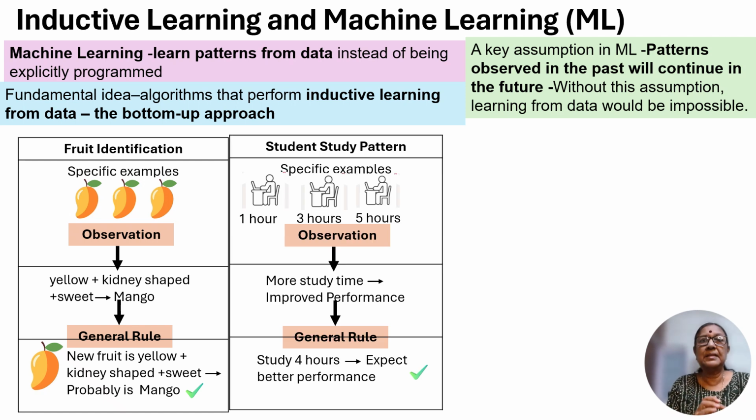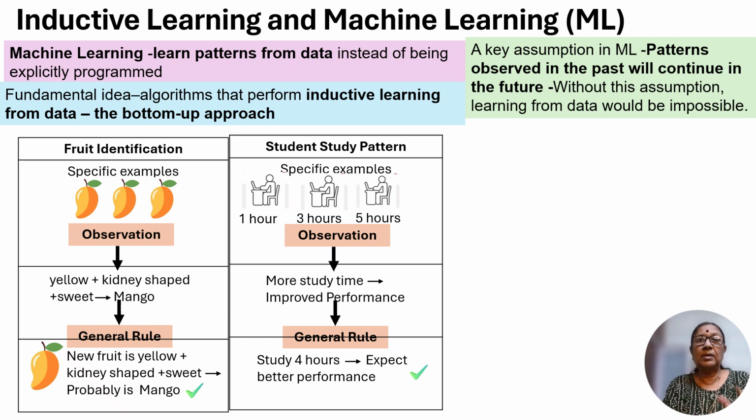Another example is the student study pattern. So I have a student studying for 1 hour. He does badly or poorly. Another who studies 3 hours, who does reasonably okay, and one who studies for 5 hours, who performs very well. So from this, there's an observation, and we get a rule: the more study time, the better the performance. So if you're given new data that a student studies for 4 hours, we can conclude that his performance will be good.